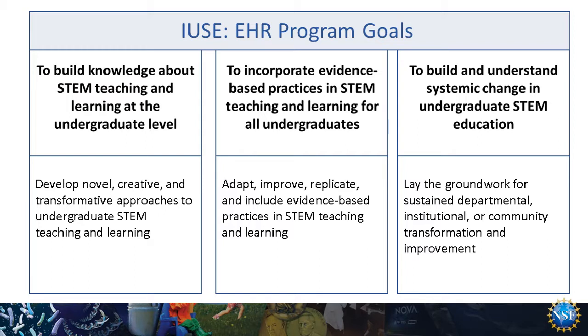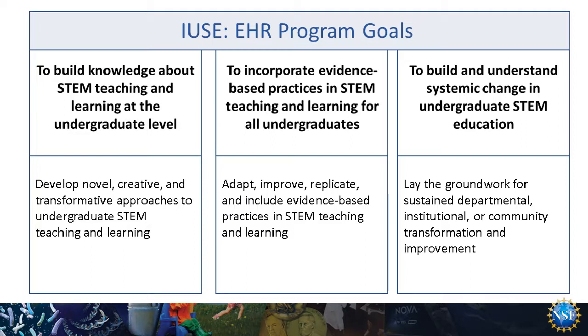The EHR IUSE program has 3 distinct goals, and projects that are submitted to the program can address any one or multiple of these goals. The first goal is to build knowledge about STEM teaching and learning at the undergraduate level. And projects that do this often develop novel, new, creative, or transformative approaches to undergraduate STEM teaching and learning. The second goal is to incorporate evidence-based practices in STEM teaching and learning for all undergraduates. And projects that do this often adapt, improve, and replicate evidence-based practices in STEM teaching and learning.